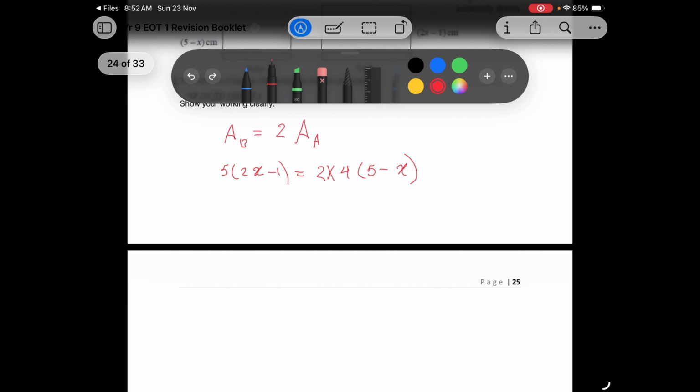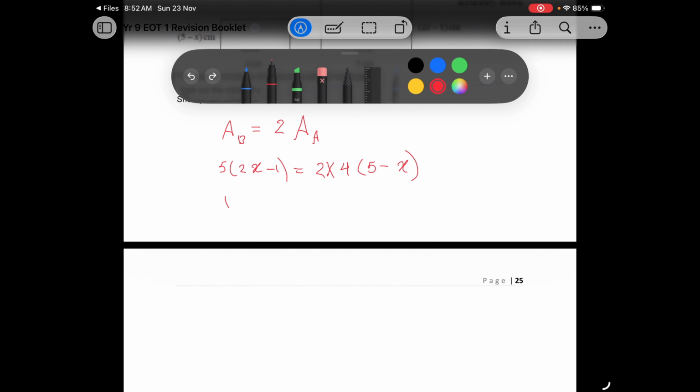We can simplify this here, we can distribute. So if you distribute 5 times 2, it will be 10x minus 5, and here firstly multiply 2 by 4, don't rush things. Then we will distribute, the result will be 8 times 5 minus x. Now I will distribute or expand on the right hand side. It will be 10x minus 5 equals 40 minus 8 times x, which is minus 8x.